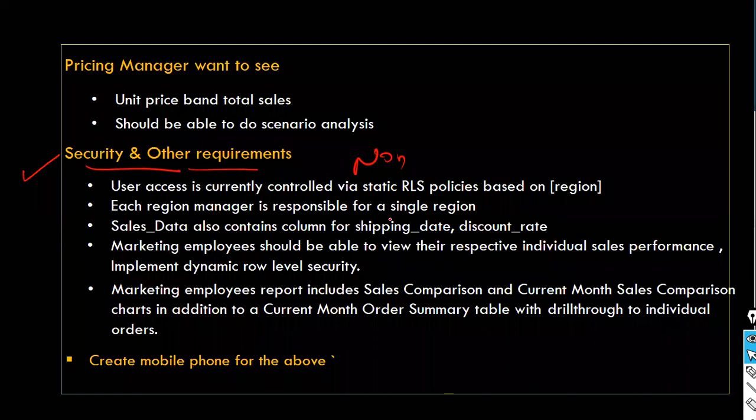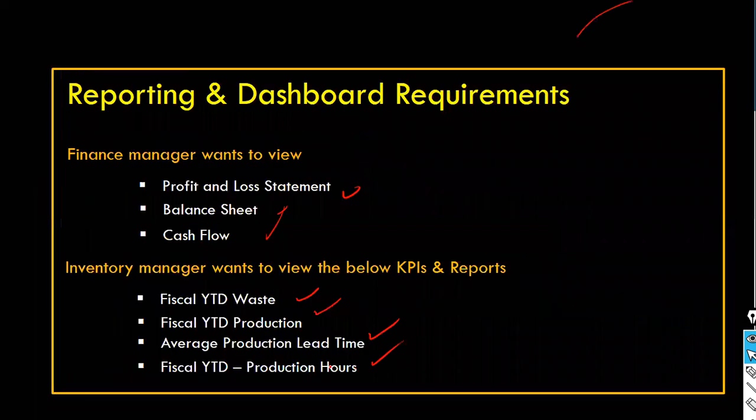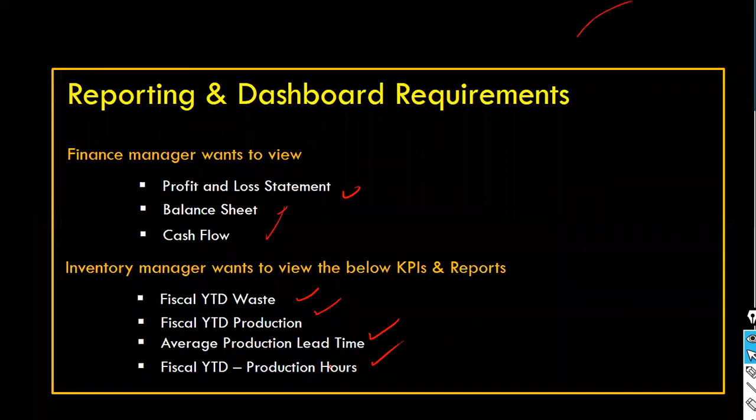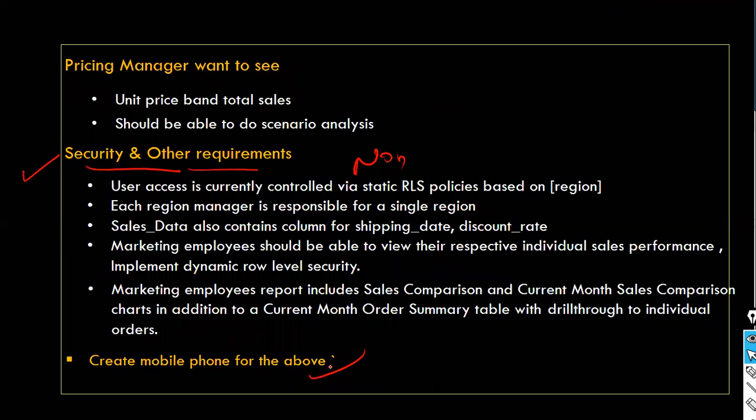Each manager is responsible for certain data, so which manager should be given what role to access the data. Sales data also contains columns for shipping date and discount rate, and the marketing role should be able to view the respective individual sales performance. Implement dynamic row-level security. Also create a mobile phone view for the above. So that's all. These are the functional and non-functional requirements. They captured the functional requirements across various departments or lines of business, and also the non-functional requirements.